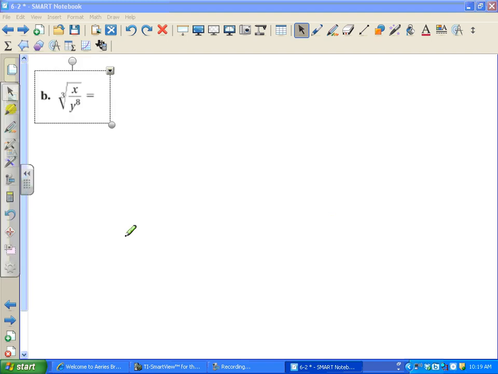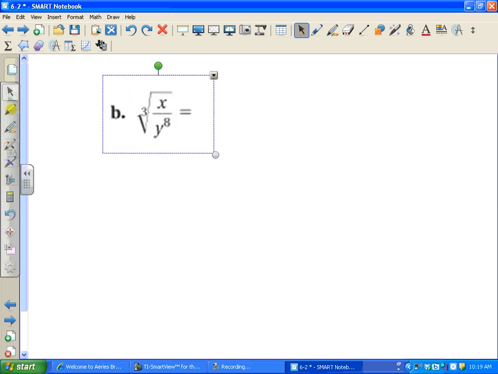Next up, cube root of x over the cube root of y to the 8 is how I'm going to simplify that one. And I'm going to tell you we don't have to do that one. We're skipping it. Don't worry about it.